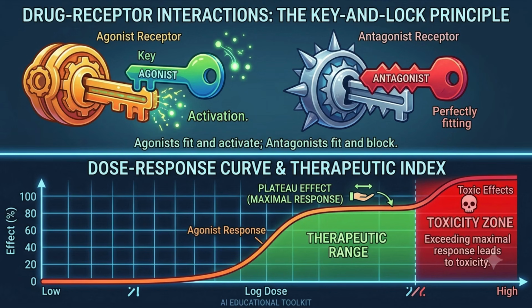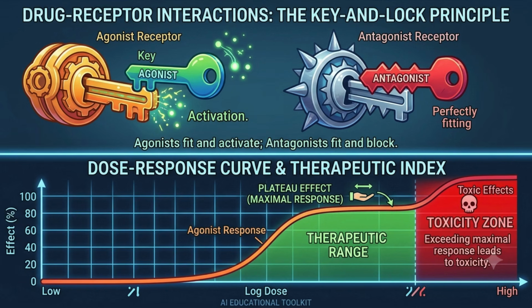Pharmacodynamics also explains the dose-response relationship. More drug generally means more effect, up to a point. Then you hit a plateau, or start seeing toxicity instead of benefit. This is where concepts like potency, how little drug you need, and efficacy, the maximum effect possible, come in.